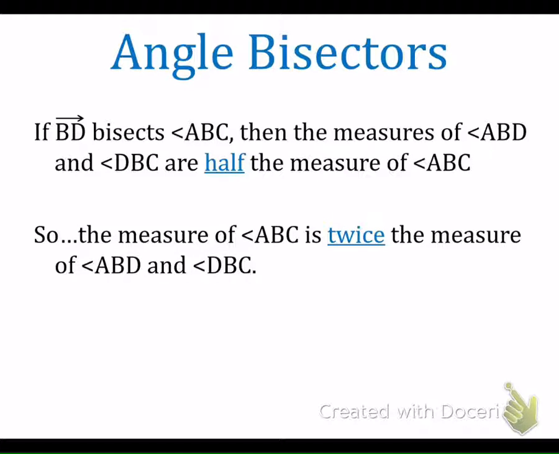So basically a bisector, just like yesterday with the segments where it cut the segments right in half, the same thing's happening now, but we're looking at angles. So you'll have a larger angle, you'll have a ray that cuts that angle right in half. The smaller two angles are half the size of the larger one. The larger one is twice the size of either of the smaller ones.